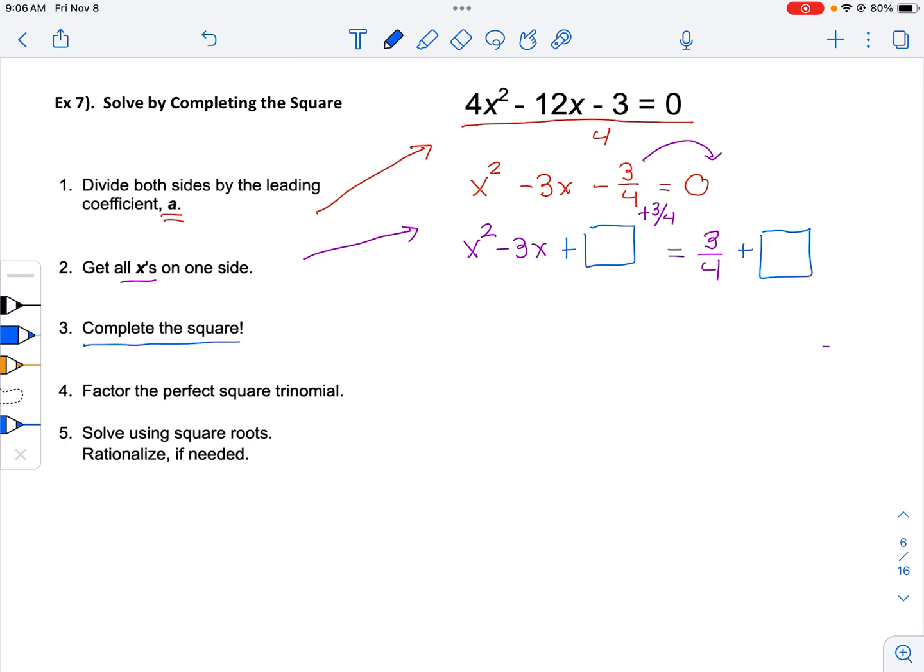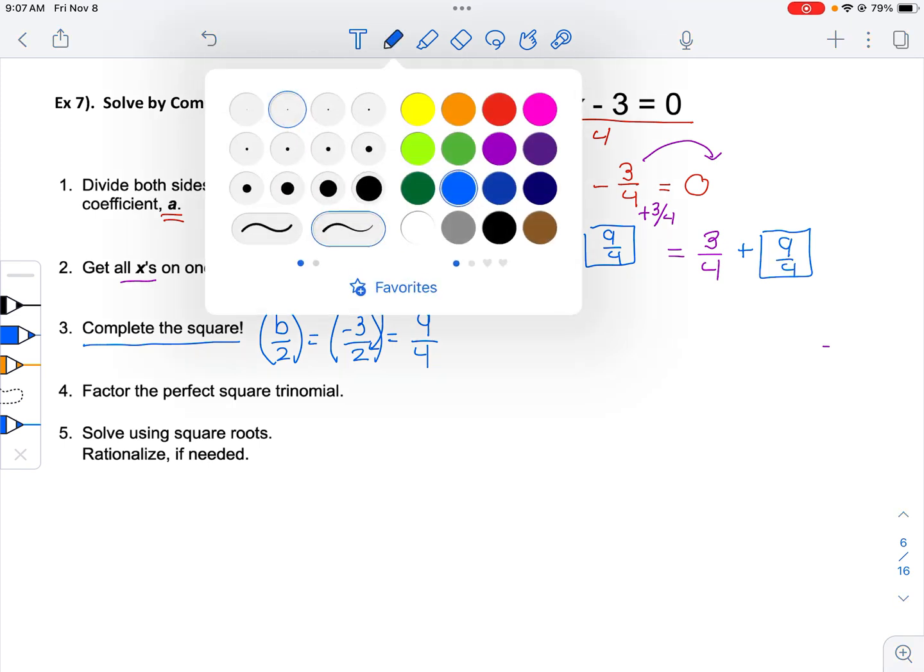That's completing the square. And remember, completing the square says take the b value, that's my negative 3, divide it by 2, and square it. Well, when your b value is odd, we're going to leave it as a fraction. So we're going to write negative 3 over 2, and we're going to square that. When we square a fraction, we square the numerator and the denominator. So negative 3 squared is 9, and 2 squared is 4. So I'm going to add 9/4 to both sides.